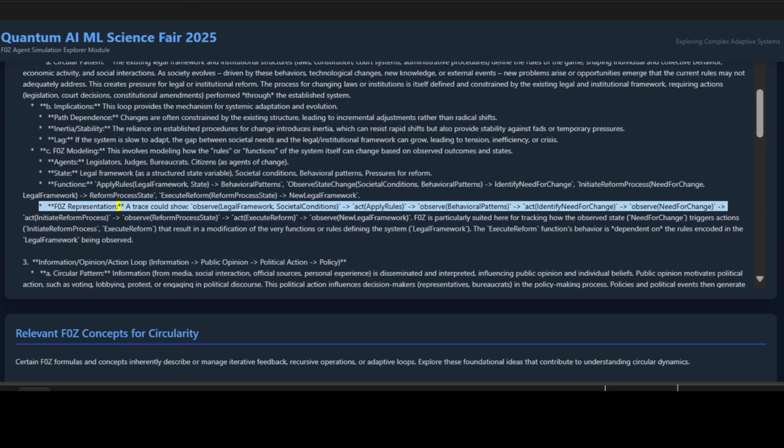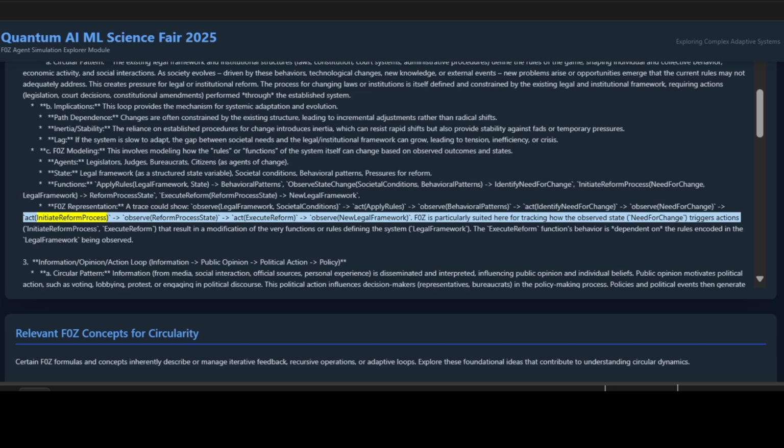F0Z representation: a trace could show observe legal framework, societal conditions; act, apply rules; observe behavioral patterns; act, identify need for change; observe need for change; act, initiate reform process; observe reform process state; act, execute reform; observe new legal framework.